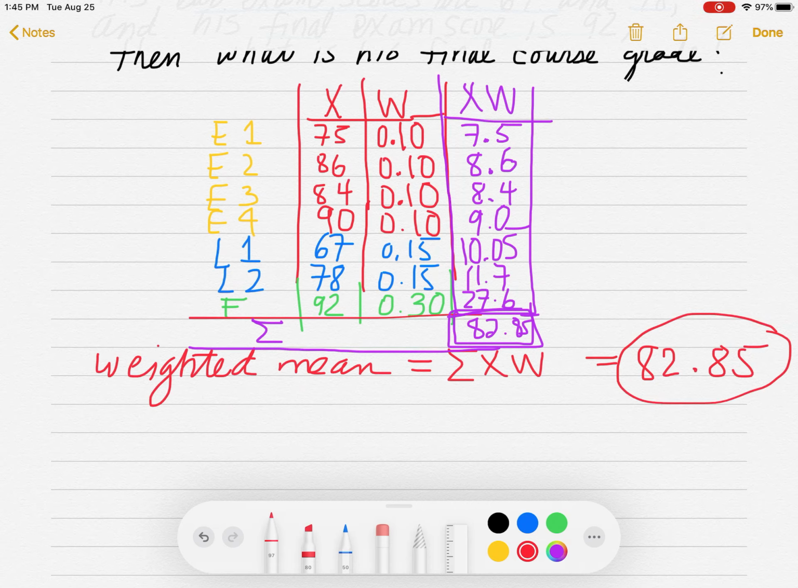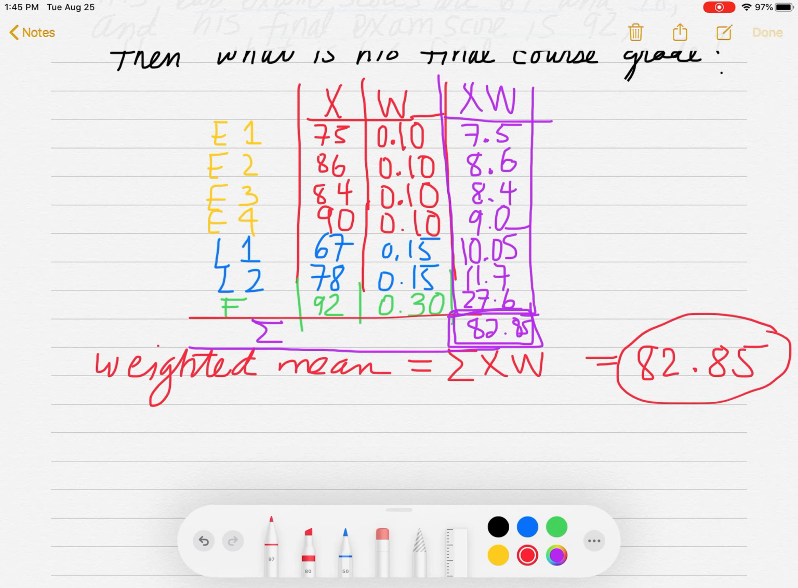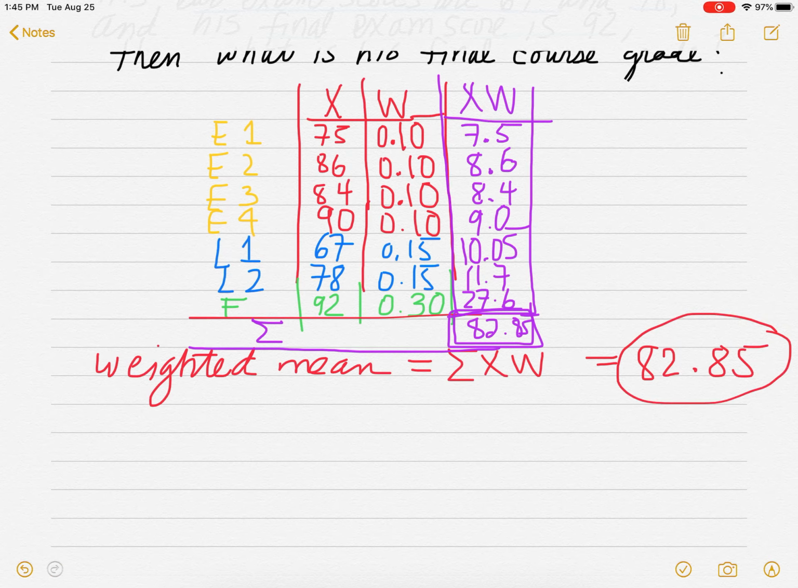All right, so I wanted to show you that because it's actually useful when you're trying to figure out your grade in courses when somebody uses a weighted system, like old Mr. Smeaton here.